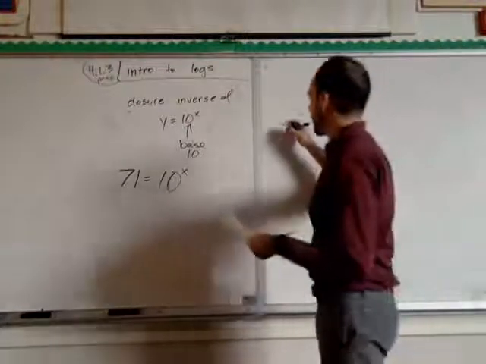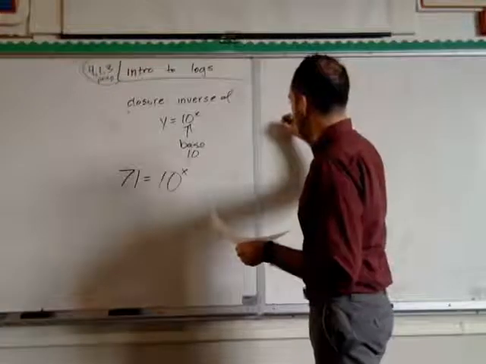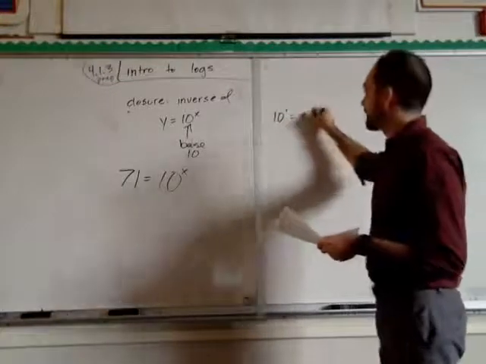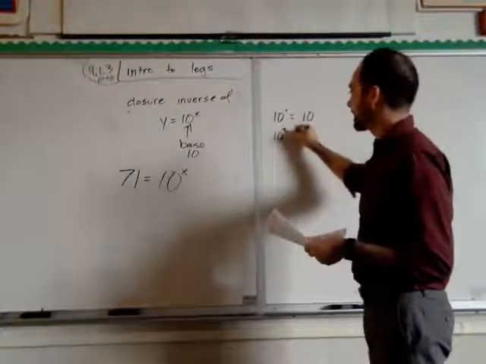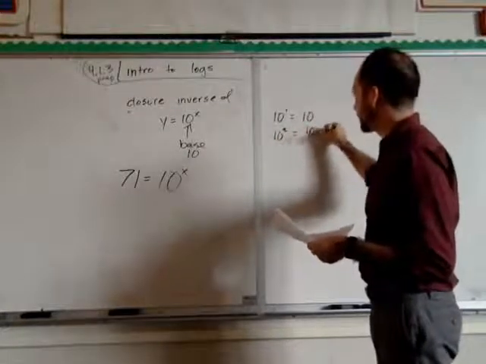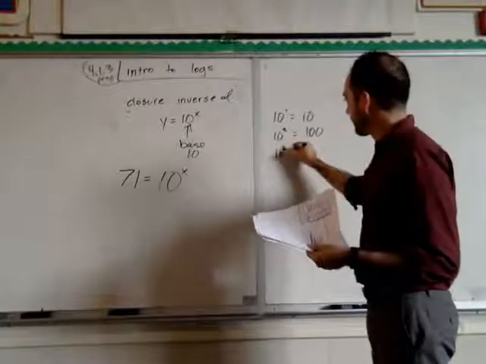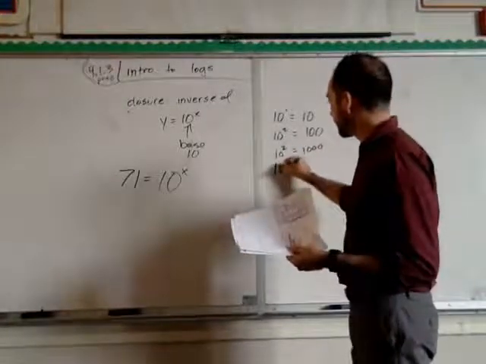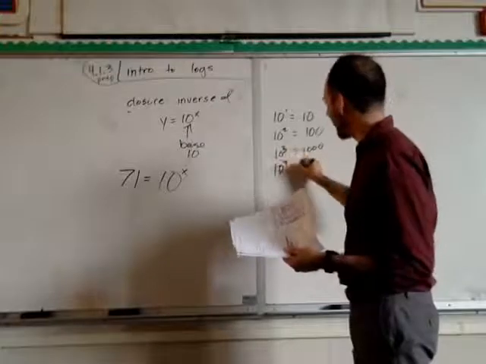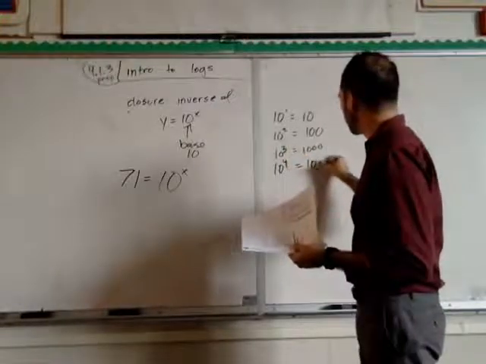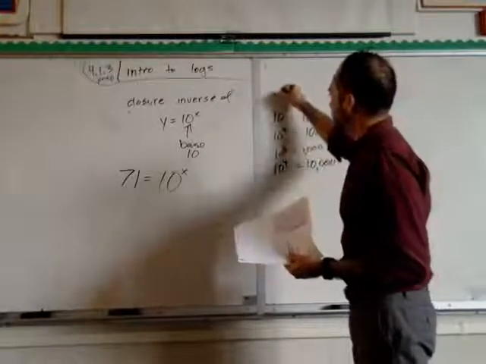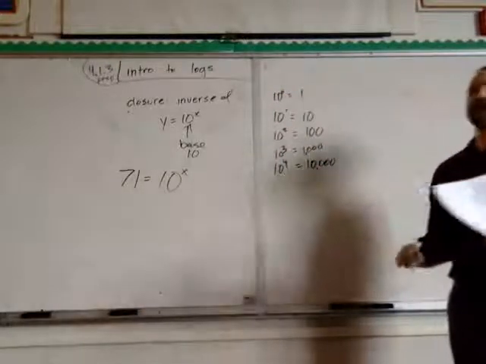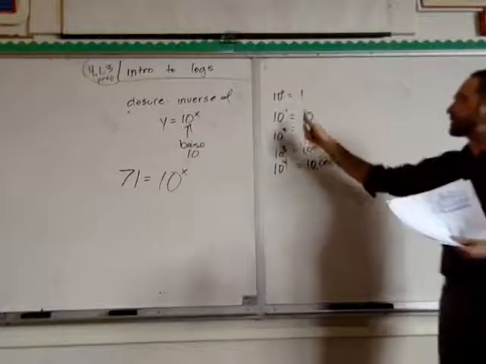So, one sec. If I have 10 to the first, what do I have? 10. If I have 10 to the second, 100. 10 to the third. Okay, and let's do one more. 10 to the fourth. That's third. That's fourth. 10,000. Okay, good. All right, and 10 to the 0. 1.